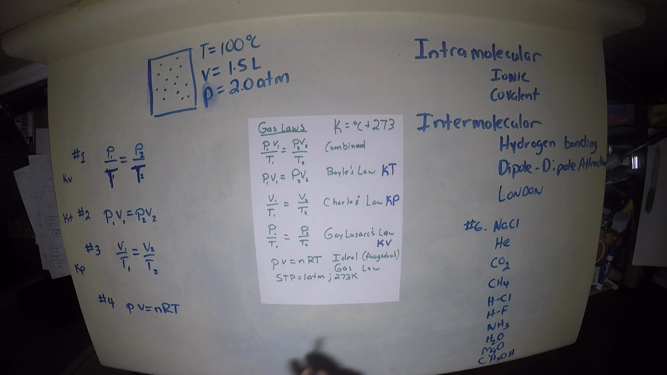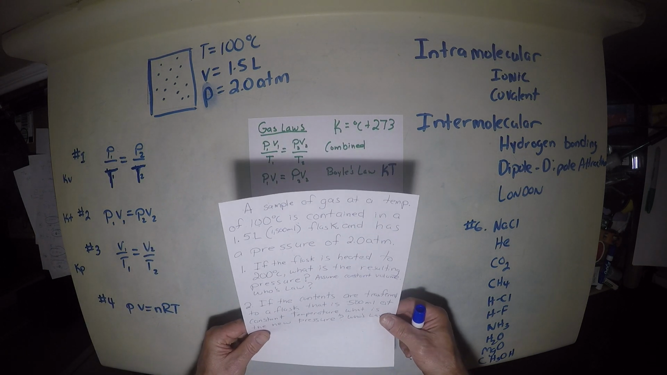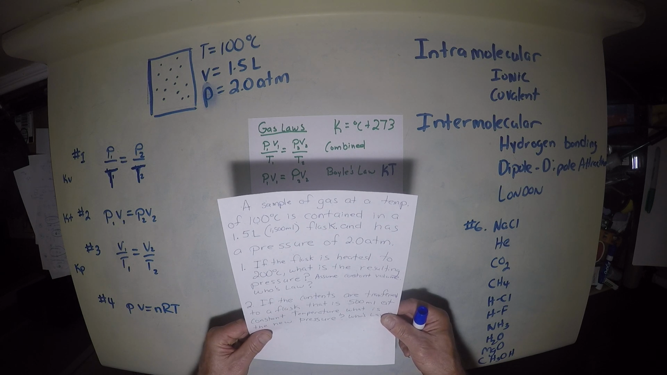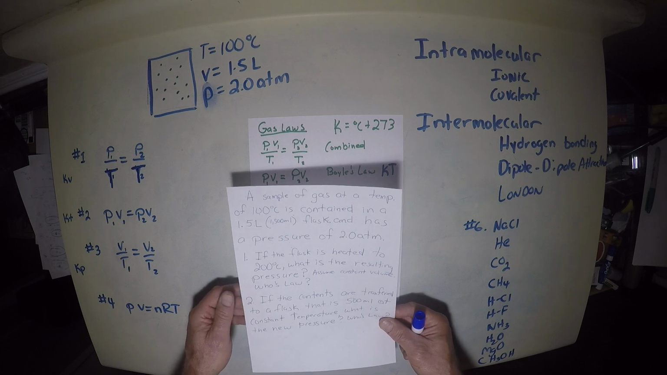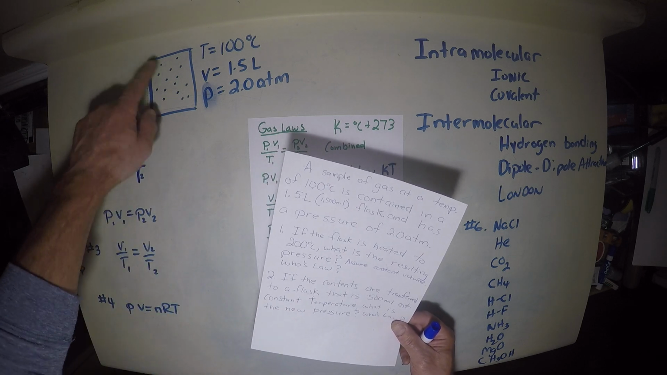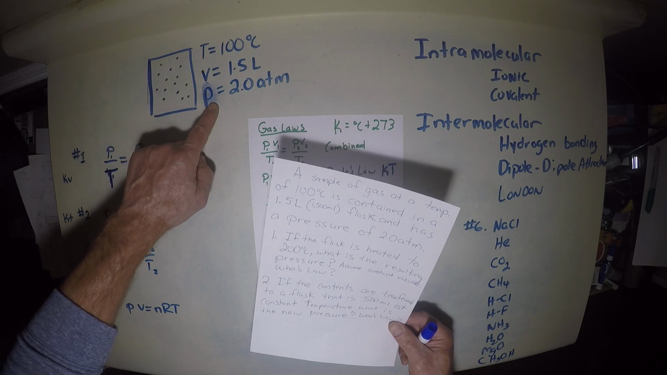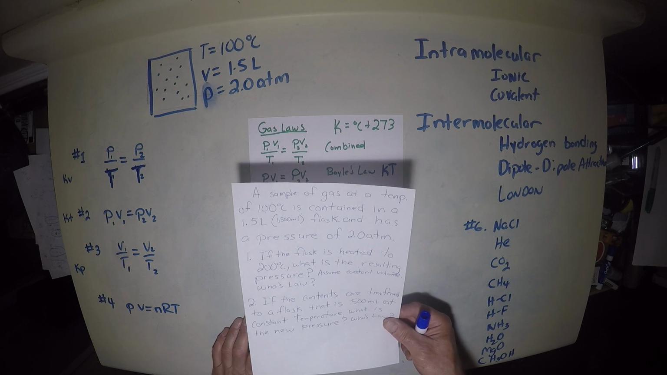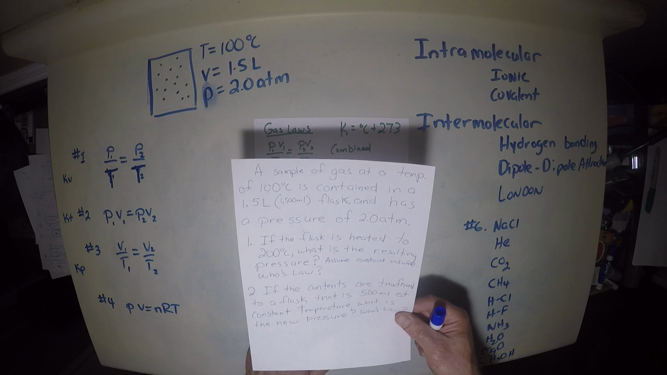The problem states that a sample of gas at a temperature of 100 is contained in a 1.5 liter flask at a pressure of 2 atmospheres. First thing I like to do is draw a picture that describes the sample as particulate at the temperature, volume, and pressure given in the problem. Number 1 asks, if the flask is heated to 200 degrees, what will the resulting pressure be?